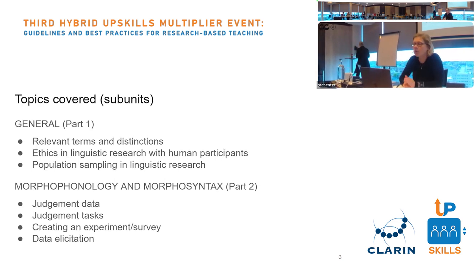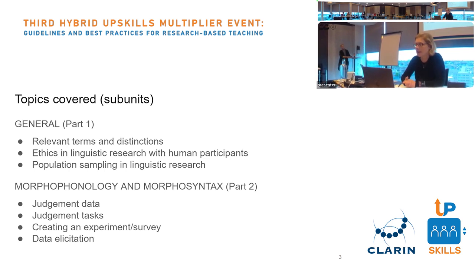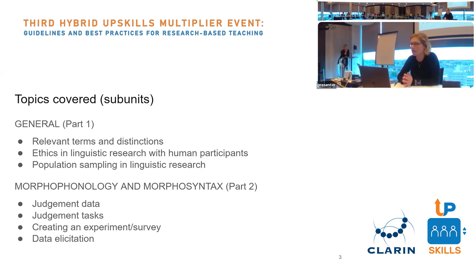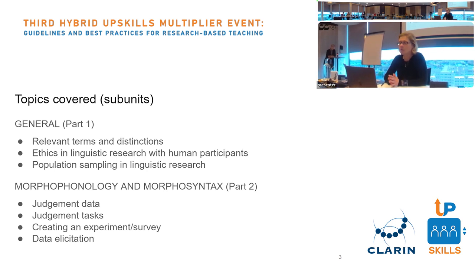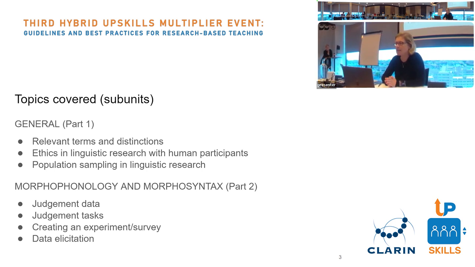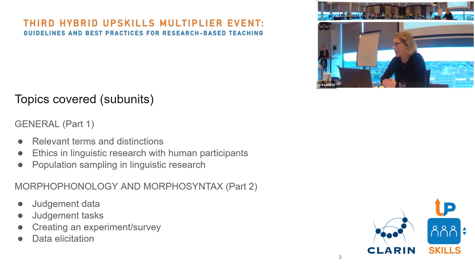Here is an overview of the topics covered in each of the 4 main parts of the unit, and these topics actually function as subunits within the unit block. The general part contains relevant terms and distinctions in relation to collecting data from human participants, ethics in linguistic research with human participants, and population sampling in linguistic research.